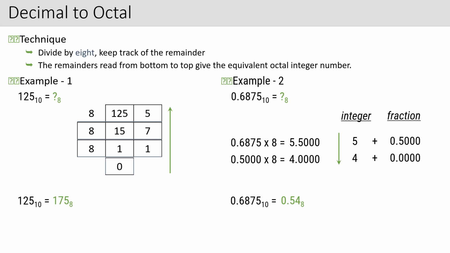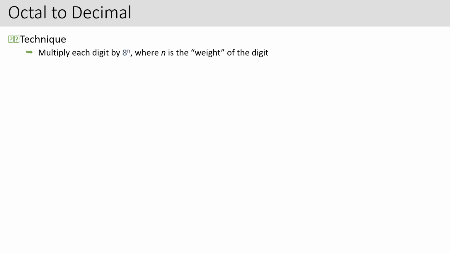Now let us take the reverse of it. We want to convert an octal number to decimal form. What is our next target? We want to convert the octal number to a decimal number. Now what is the technique here? It will remain the same.